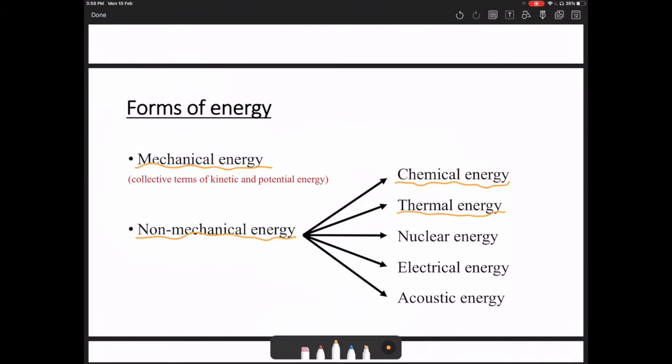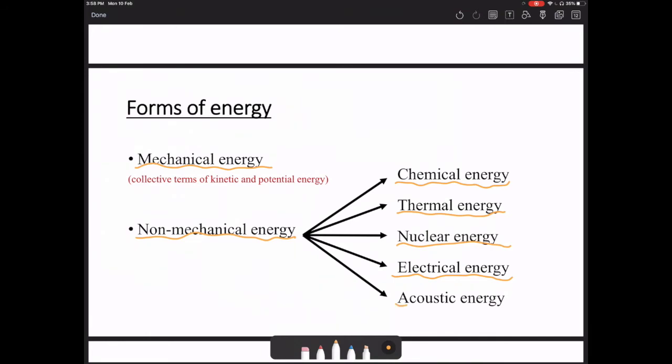Thermal energy. Thermal energy is produced by the movement of molecules in an object. In hot things, like a hot drink, hot tea, the molecules move very fast. The faster the molecules are moving inside an object, the hotter the object will be. Nuclear energy. Nuclear energy is the energy released during nuclear fission, especially when used to generate electricity. Electrical energy. Electrical energy is a form of energy resulting from the flow of electric charge.